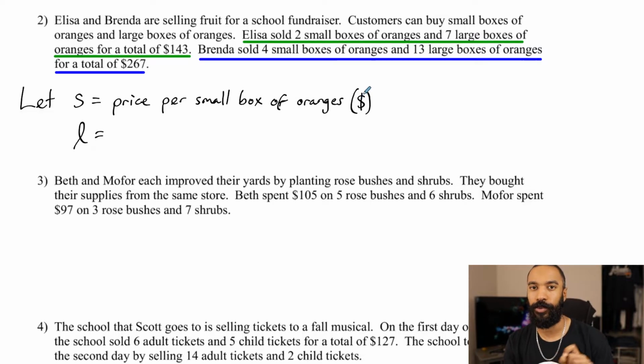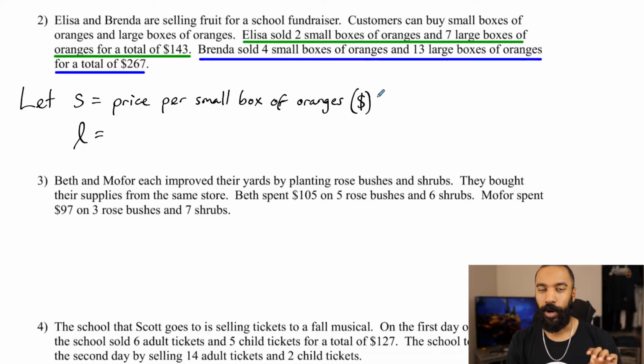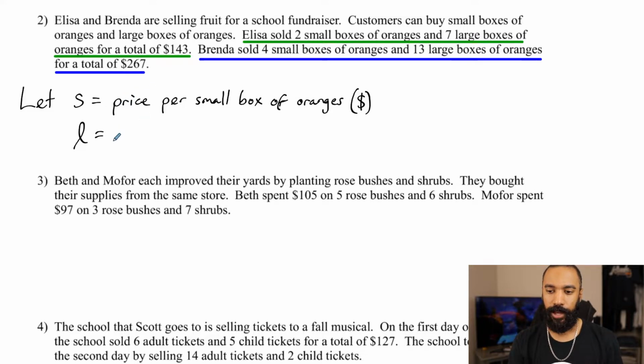So if I get S equals 10, what I'm saying in my answer, and I'm not answering them, what I'm saying in my answer is that each small box is $10. It costs 10. She sold them for 10. And L is the price per large box.